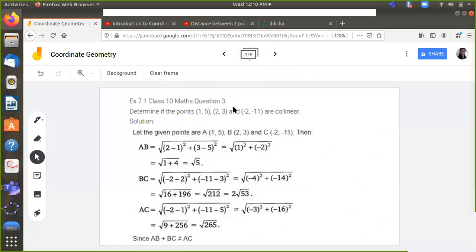So we are in question number 3. Let us try to understand. This is a very, very frequently asked question. How do I show that 3 points given to me are collinear? So what do you understand by collinear? What is this collinear? When do I say 3 points are collinear?